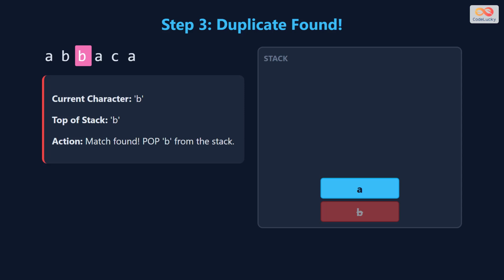Now we encounter the second B. We check the top of the stack and see a B, a match. This means we have found an adjacent duplicate. Instead of adding this new B, we pop the existing B off the stack. They essentially cancel each other out.